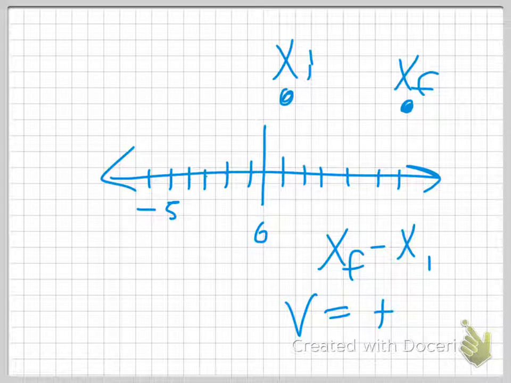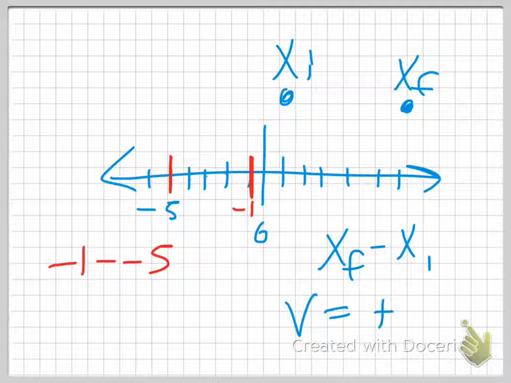So what if your initial position is -5 meters from whatever your origin is, and your final position is -1? What's your displacement? What's your change in position? -1 minus -5. Is that a positive or a negative? Positive. Positive change in position.